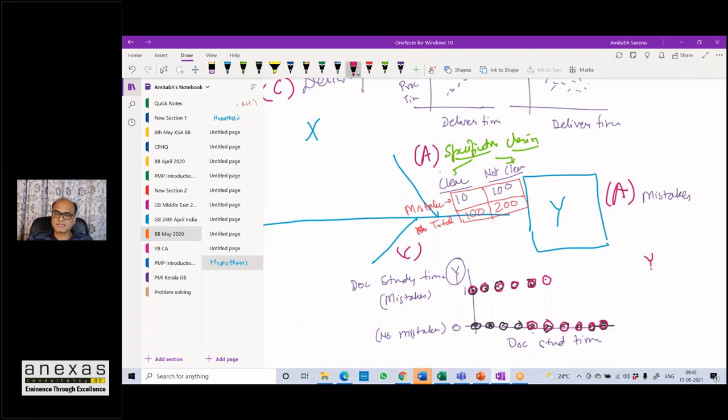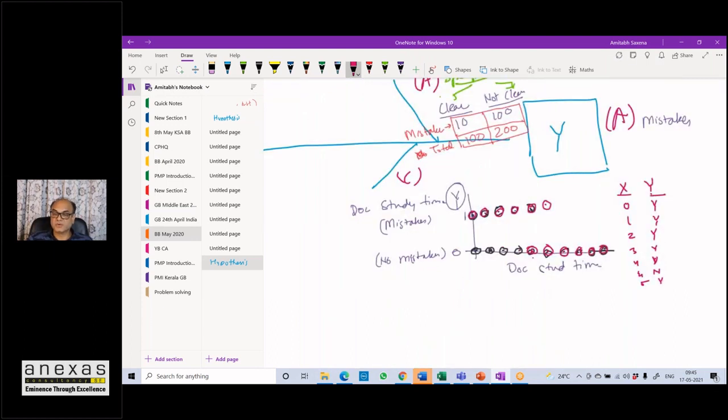How are we collecting such data? I have got the y and I have got the x. X means 0 time, mistake is yes. 1 hour, mistake is yes. 2 hours, mistake is yes. 3 hours, mistake is yes. 4 hours, mistake is yes, and 4 hours, mistake is no also. At another 5 hours, mistake is yes. Another 5 hours, mistake is no. So there is an overlap here, right?